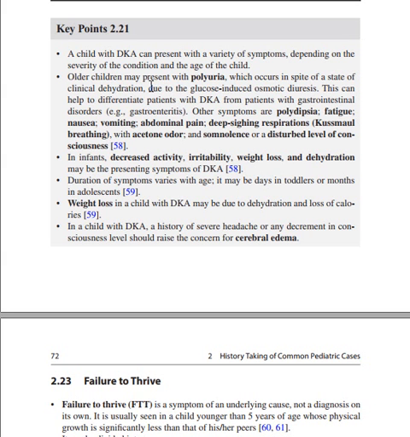In gastroenteritis, you still have vomiting, diarrhea, abdominal pain, just like in diabetic ketoacidosis. But in diabetic ketoacidosis you have polyuria in addition to the signs of dehydration. Other symptoms are polydipsia, fatigue, nausea, vomiting, abdominal pain, deep sighing respiration, acetone odor, somnolence, and disturbed level of consciousness.